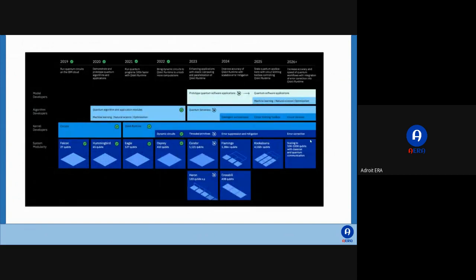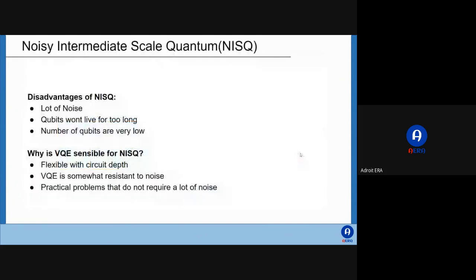Like we are not at here. But IBM's roadmap says that by 2026 we'll have 10K qubits. And once we have good quantum hardware, we can extend our VQE to compute bigger chemistry problems like drug discovery, like how proteins fold and all of that.